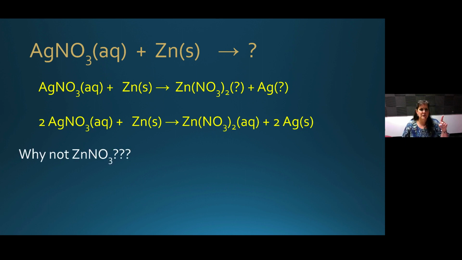Oh, I have a question first. Why isn't it ZnNO3? After all, Ag has NO3, just one of them. Why isn't Zn with just one of them?